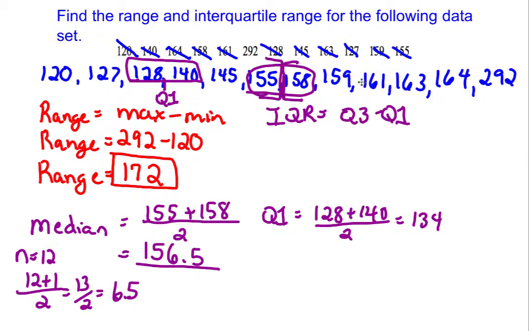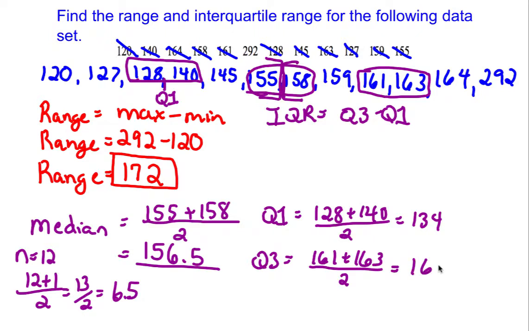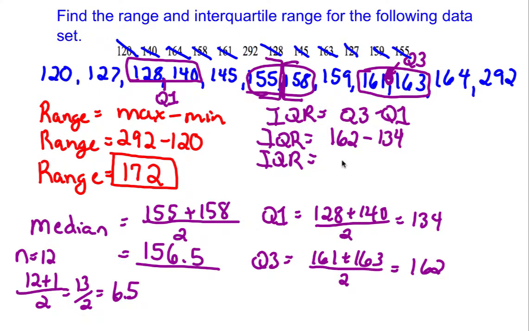Next, I'm going to find the median of the upper half of the data, all data points larger than the median. So to find Q3, I find the average between 161 and 163, which is 162. Then, to find my interquartile range, the range in which the middle 50% of my data lies, I take Q3, 162, minus Q1, 134. So my IQR, or interquartile range, is only 28.